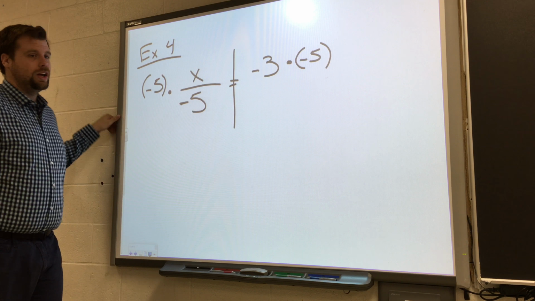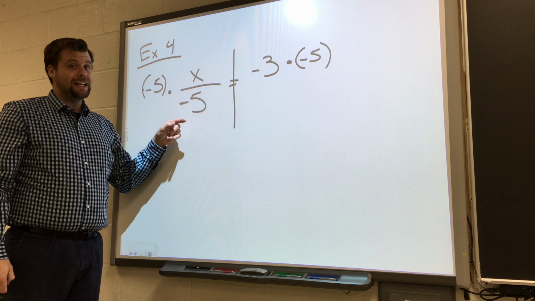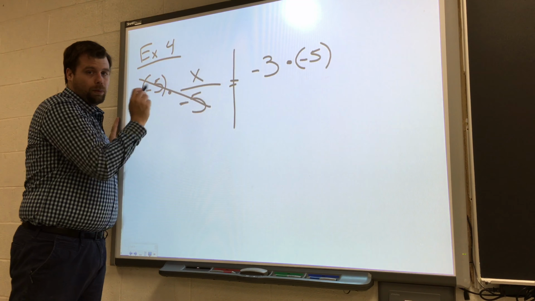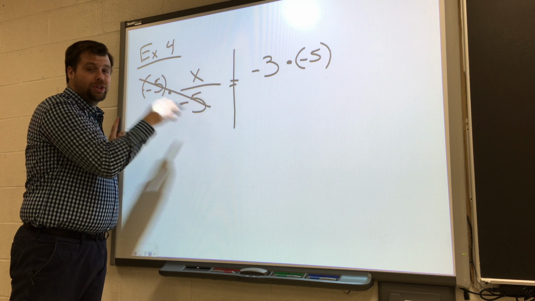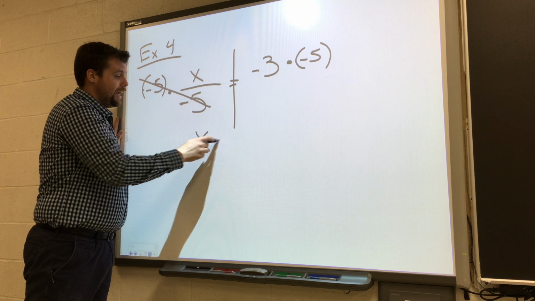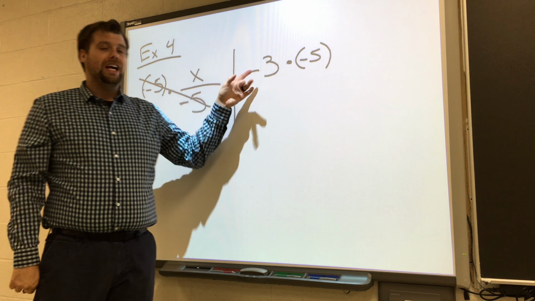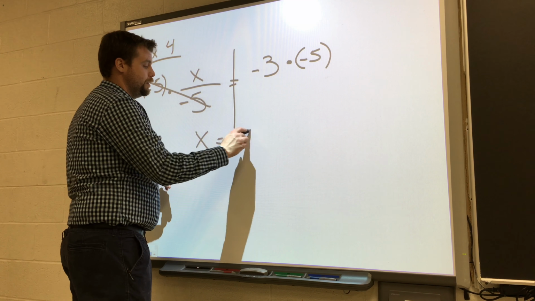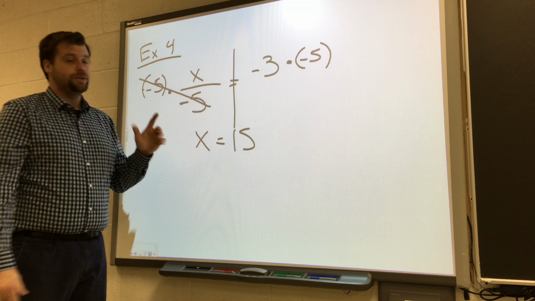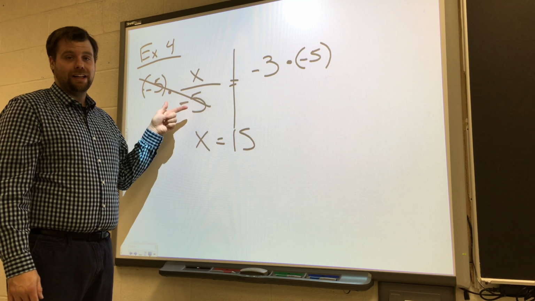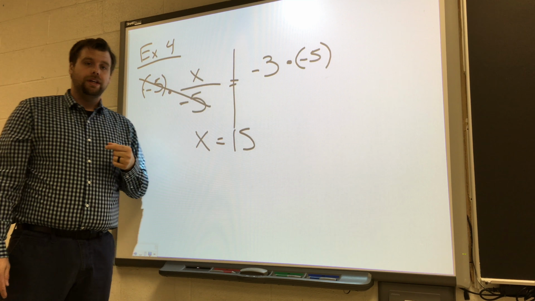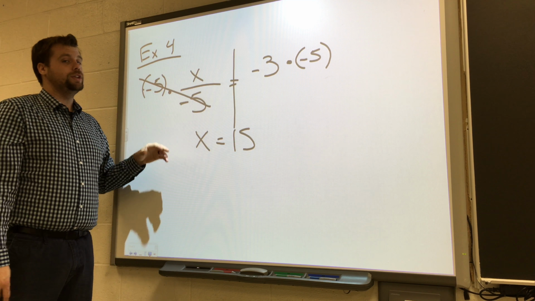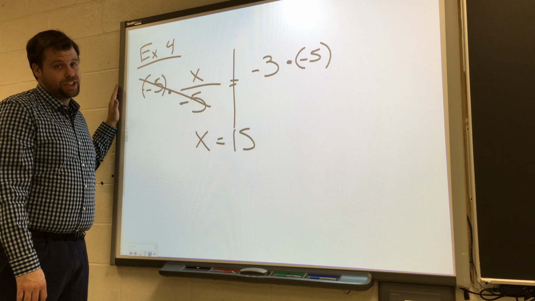Now here's the thing. When I multiply by something and I'm dividing by the same thing, they cancel. The whole point is to get x by itself, and to do that, you do the opposite operation. And x is equal to, over here, negative 3 times negative 5 is positive 15. Again, you can check your work. 15 divided by negative 5 is negative 3. To solve division, you get rid of it using multiplication.